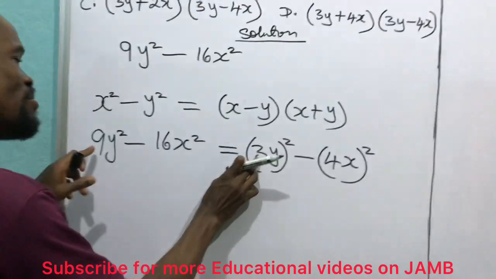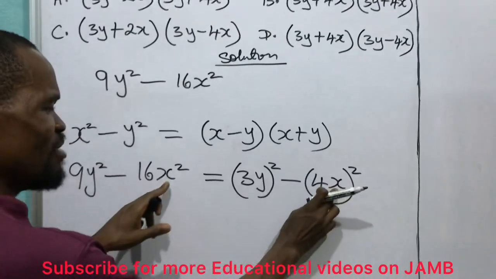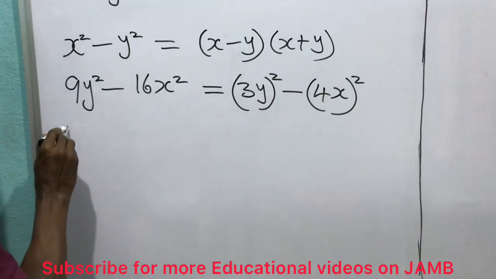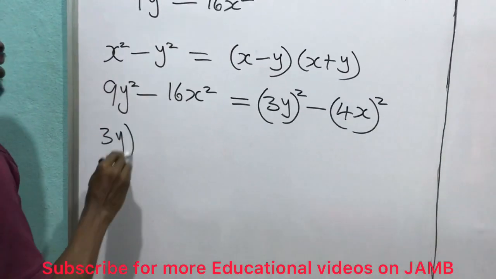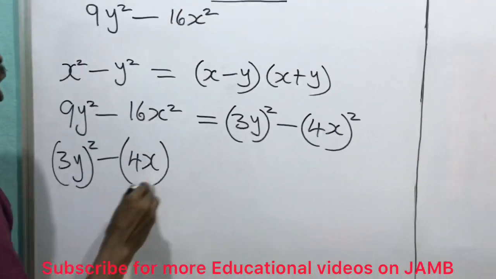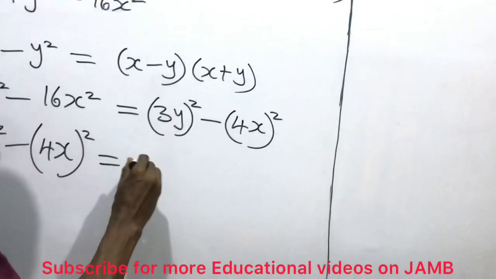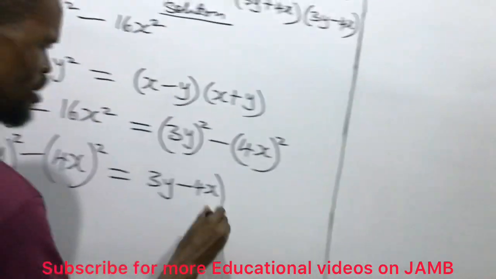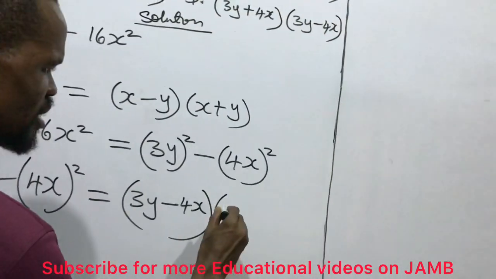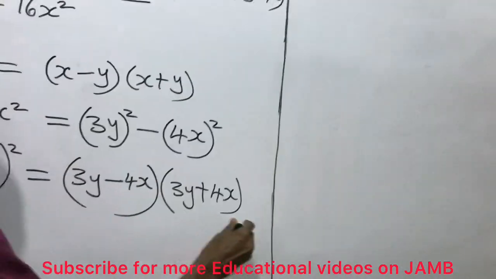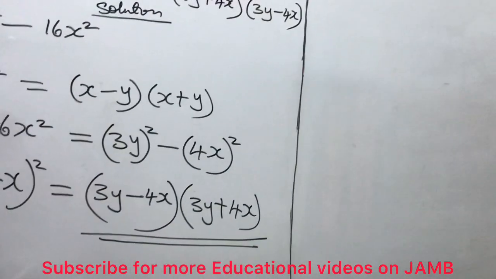If I square 3, you give me 9. If I square this x, you give me x squared. If I square 4, you give me 16. Therefore, I can say that (3y)² minus (4x)² is something like what? (3y minus 4x) into what? (3y plus 4x) in brackets. And that's my answer.